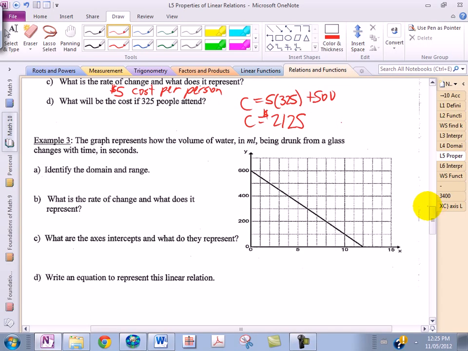Okay. So identify the domain and range. Which one's X, which one's Y? No, domain and range. Oh, so domain X, range Y. Are you sure? Yeah. So what's the high and low value for X? What's the high and low value for Y? Go for it. So you're going to write it as an inequality. Put the low value on the left, the high value on the right, and then use your inequality signs.